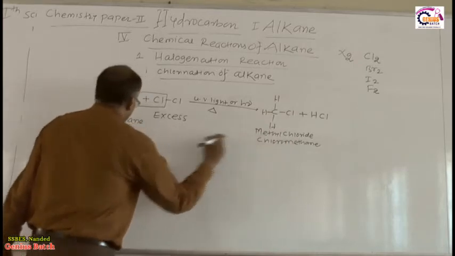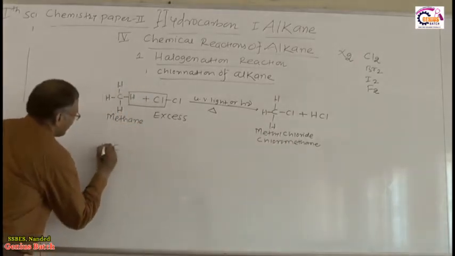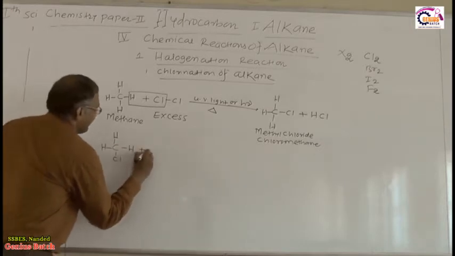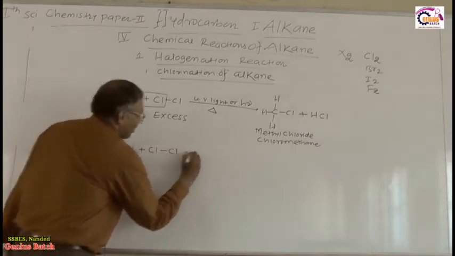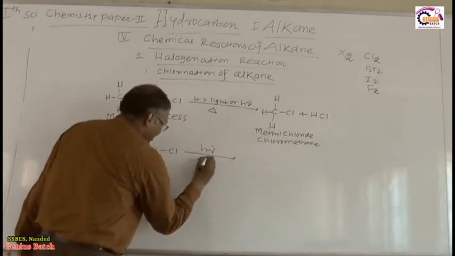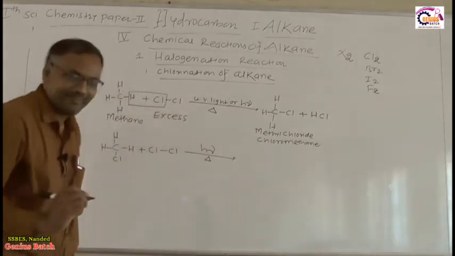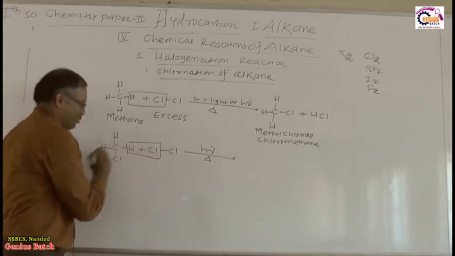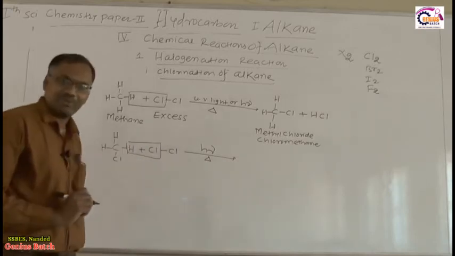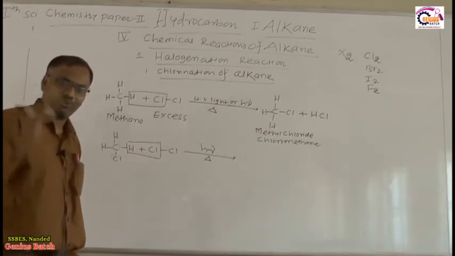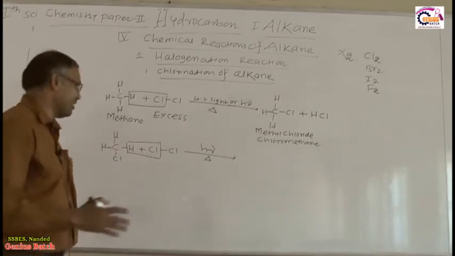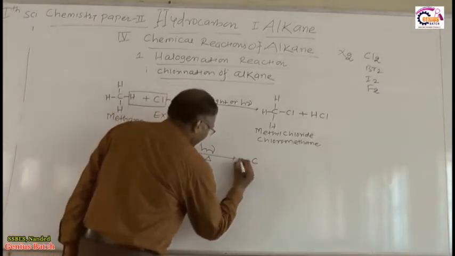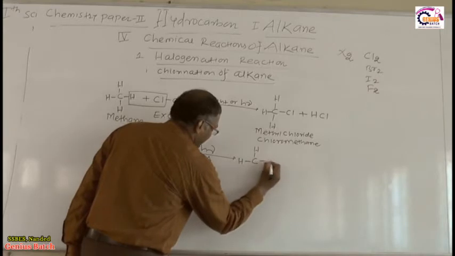Again this methyl chloride is reacted with another molecule of chlorine. So hν, heat, right? The second hydrogen atom is replaced by chlorine, because we have taken excess of chlorine, a large amount of chlorine, a higher amount of chlorine. So this hydrogen atom is to be replaced. So what will you get? You will get this compound.